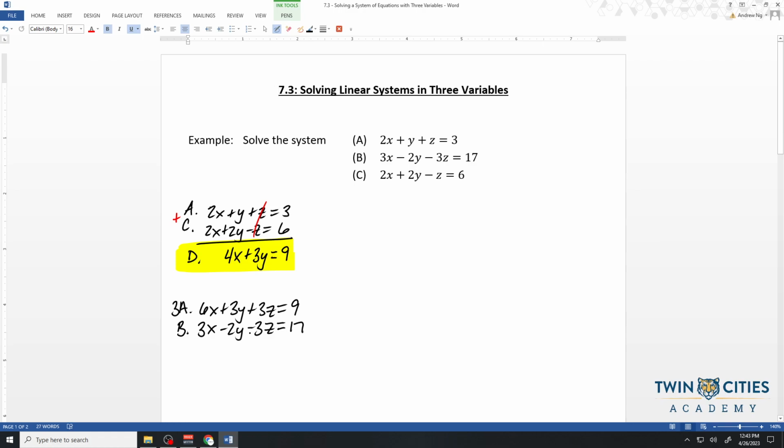All right, opposite signs, so let's add. Six x plus 3x will be 9x. 3y plus negative 2y, so that'll be a single y. And this is equal to 9 plus 17 is 26. Again, I've created a new equation, so I'm going to give it a new label. I've used A, B, C, D, so I'm going to call this E. And let's highlight this.